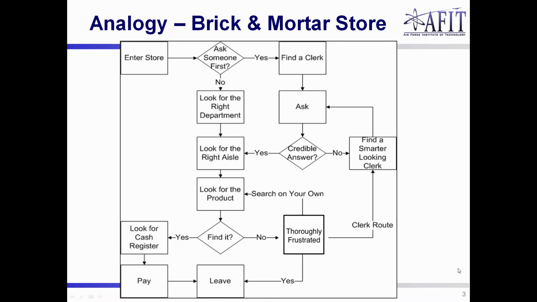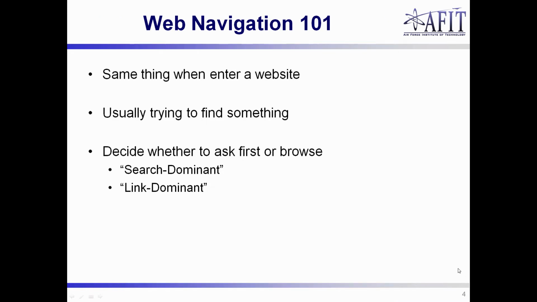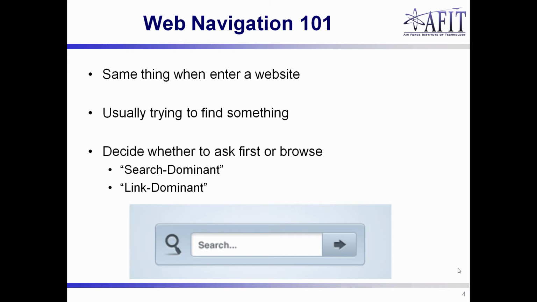So we have a really similar flow process that we use when we're navigating a website. Usually we're trying to find something very specific. It might be that we're trying to buy an item, just like in our brick and mortar example, or it might be that we're just looking for a piece of information. So when you do enter a website, you have to first decide whether you want to ask or you want to browse. If you decide to ask first, you would use a search box because, of course, there's no person in the website to ask.